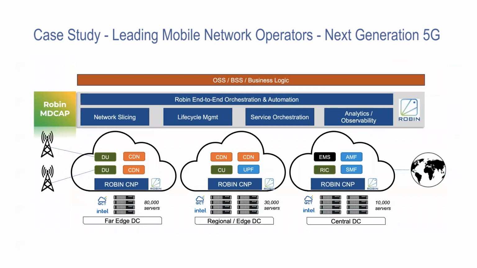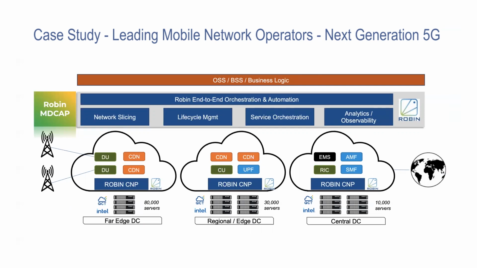Okay, now we talked about different scenarios, how we reduce the complexity of deploying. Let's take a live example case study of one of the production customers that have successfully deployed and are running in production using Robin CNP. In their mobile network, they have built their next generation 5G, fully containerized, running on top of Robin CNP.